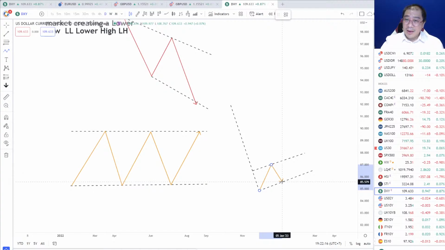It'll create a higher low. It'll continue to create a higher high. It'll create a higher low. It'll create a higher high.